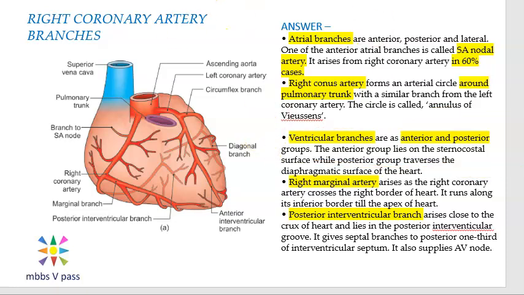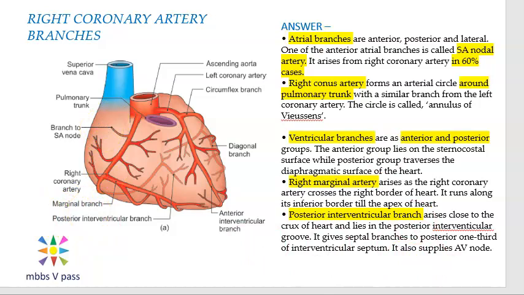Then you should know the right marginal artery. See here, the right marginal artery is a branch of the right coronary artery. Remember, the right marginal artery runs along the inferior border of the heart until the apex of the heart. Got it? The right marginal artery. Here they have just said marginal branch. Next, posterior interventricular branch.